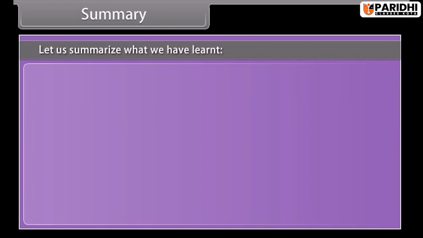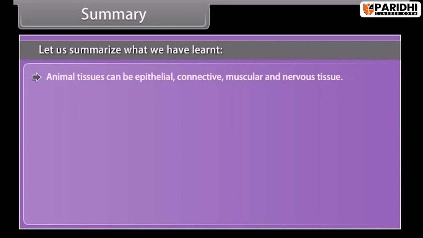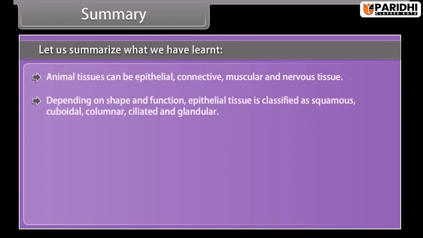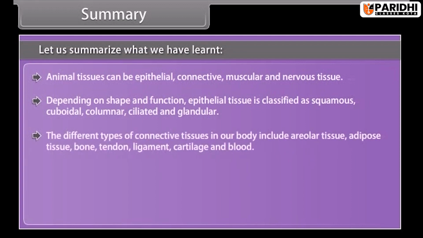Summary. Let us summarize what we have learned. Animal tissues can be epithelial, connective, muscular, and nervous tissue. Depending on shape and function, epithelial tissue is classified as squamous, cuboidal, columnar, ciliated, and glandular. The different types of connective tissues in our body include areolar tissue, adipose tissue, bone, tendon, ligament, cartilage, and blood.